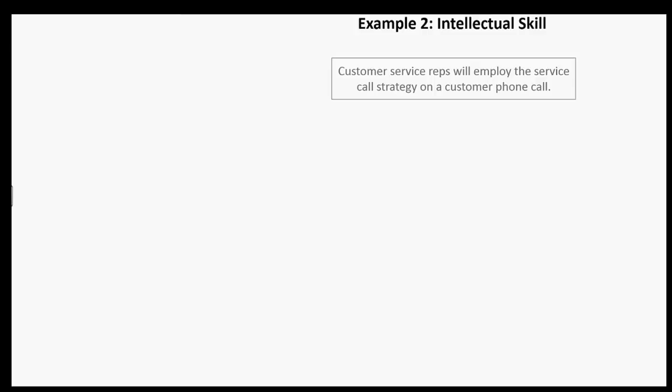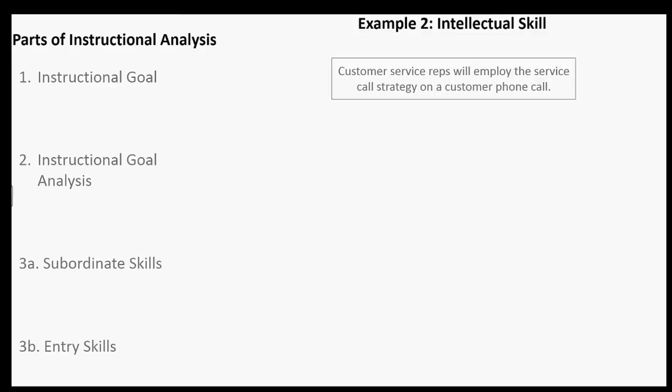So remember what the components of our analysis are going to be here. We've got the instructional goal. This is already here. We've got it. But we also want to do our goal analysis, our subordinate skill analysis, and our entry skills. So let's start looking at the instructional goal analysis. And remember, once again, this is not a perfect science. I'm just sort of making this up and brainstorming what I think would be good for this. Again, as you do this, it'll be iterative. It'll take several attempts, several drafts before you feel like you're really getting to where you want to be.